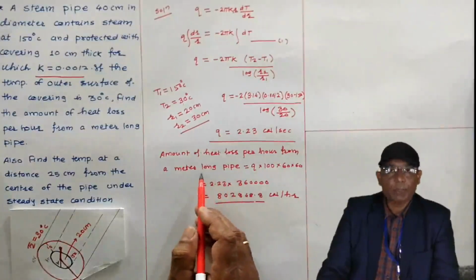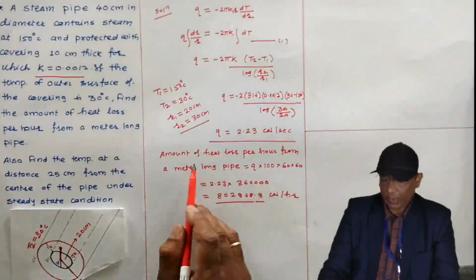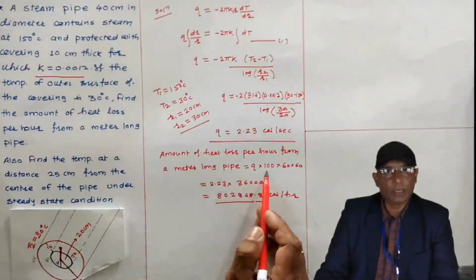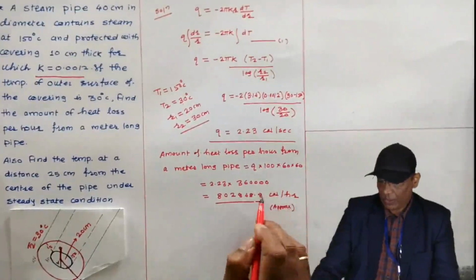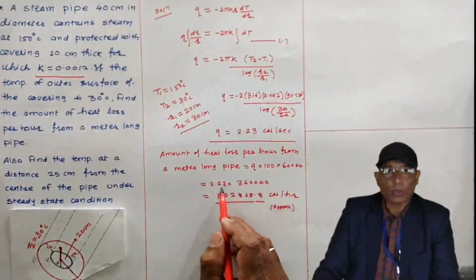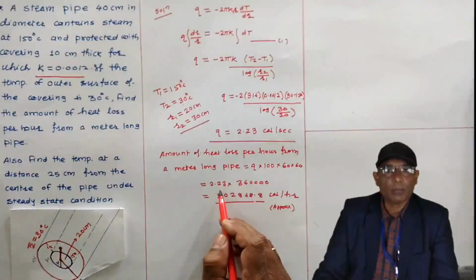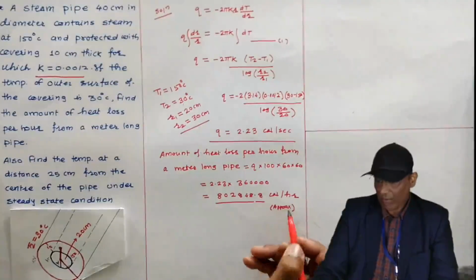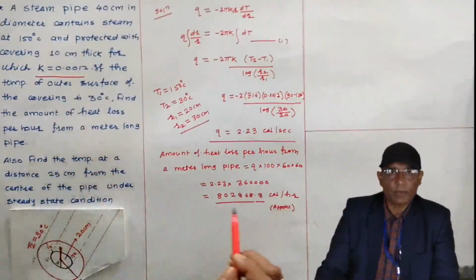If the length of the pipe is 2 meter, then multiply it by 200. If the length of the pipe is 3 meter, multiply by 300, like this. Why am I writing approximately? Because when you round up these decimal places, it is fully dependent on you. Up to 2 decimal places or up to 3 decimal places, that is fully dependent on you. That's why I am writing approximately here. Okay, the first part we have solved.